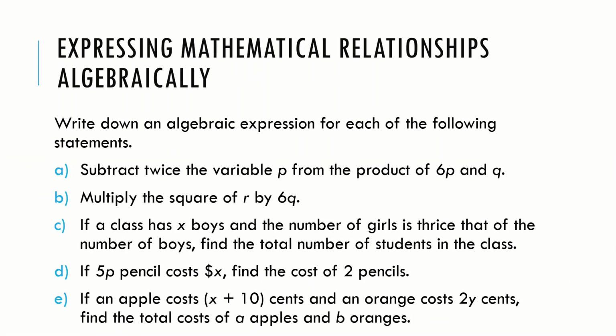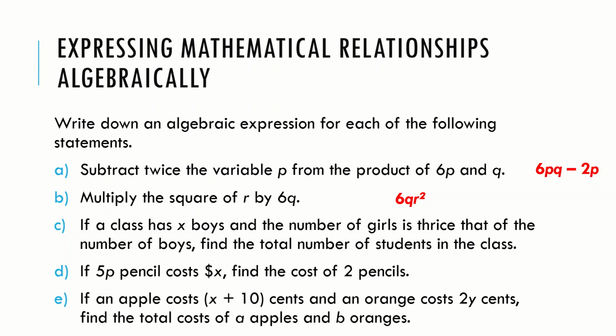Write down an algebraic expression for each of the following statements. For these 5 examples, you've got to write the mathematical relationships algebraically. Subtract twice the variable p from the product of 6p and q. Okay, this will be 6pq minus 2p. What about multiply the square of r by 6q? It will be 6qr squared.